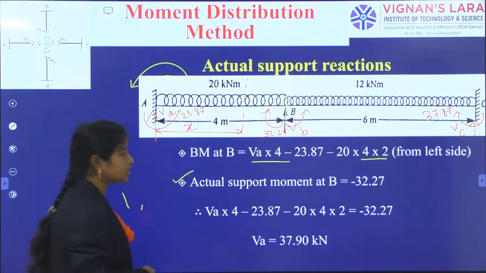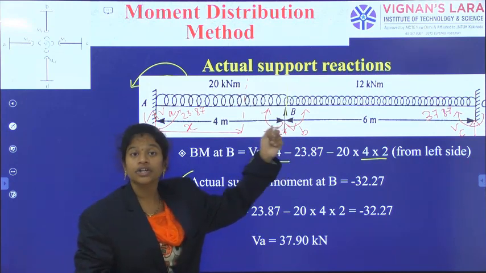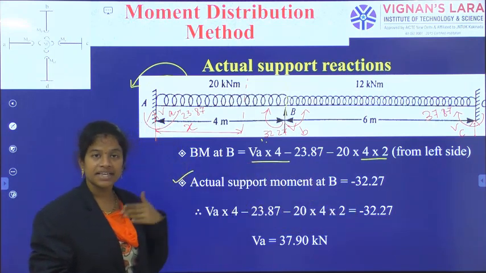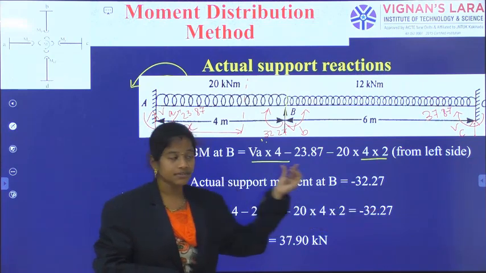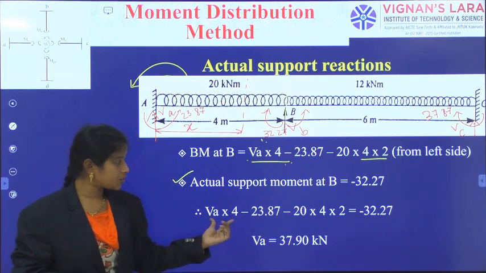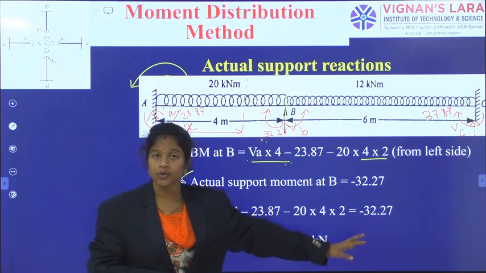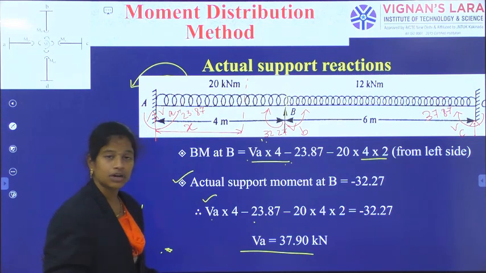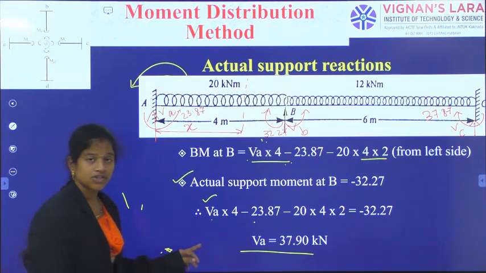Now, what is the actual support moment at B? 32.27, hogging nature moment. So that's why minus 32.27, because sagging is positive, hogging is negative. So this hogging moment I have indicated as negative. That's why VA into 4 minus 23.87 minus 20 into 4 into 2, which is equal to minus 32.27. And finally, we have developed the answer as VA is equal to 37.9 kilonewtons. Okay. So, in this way, we have completed the calculation of VA.